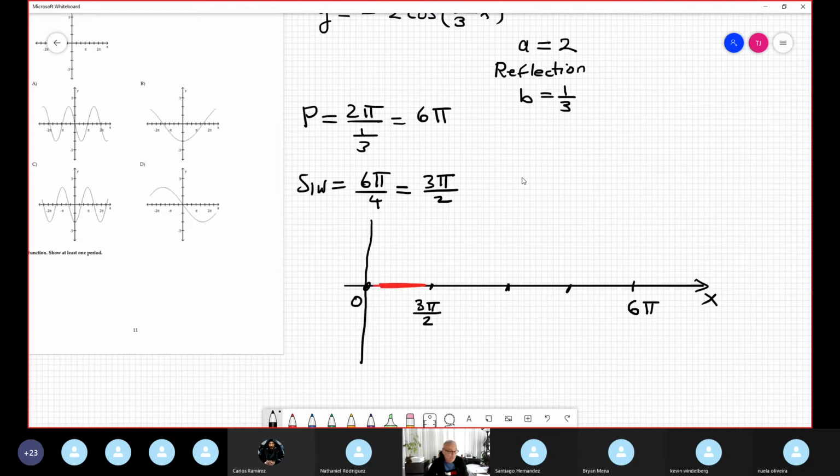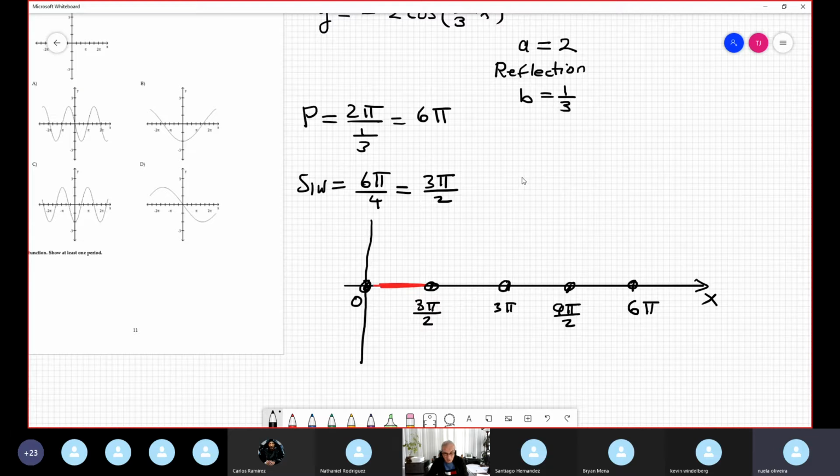And 3 pi over 2 plus 3 pi over 2 is 3 pi, because 3 pi over 2 is 1.5, plus 1.5 is 3, right? And 3 pi plus 1.5 again is 4.5 pi, which is 9 pi over 2. And this plus 3 pi over 2 again is 6 pi. And we had our famous 1, 2, 3, 4, and 5 pi. Do you understand where I come from this fraction or no?